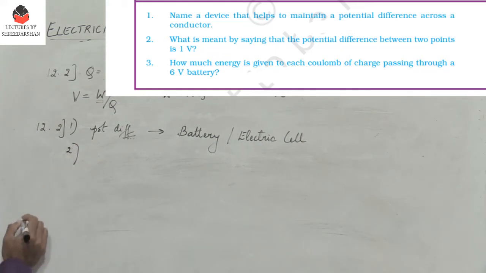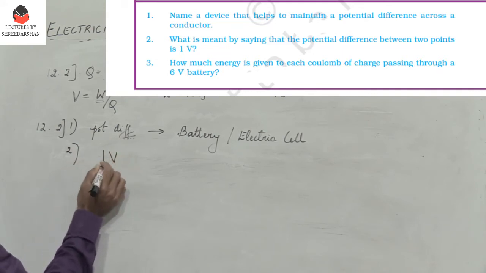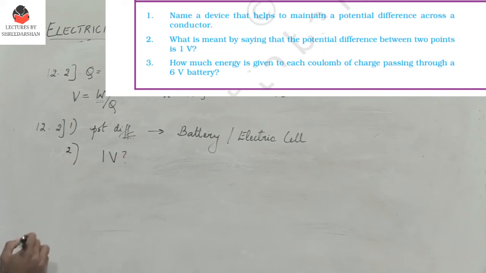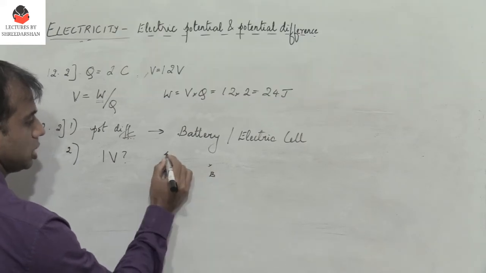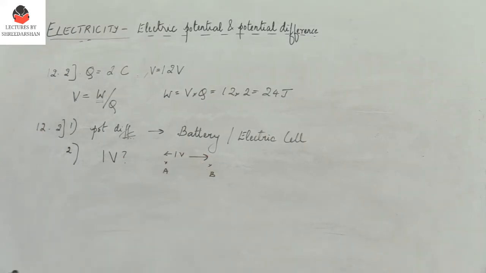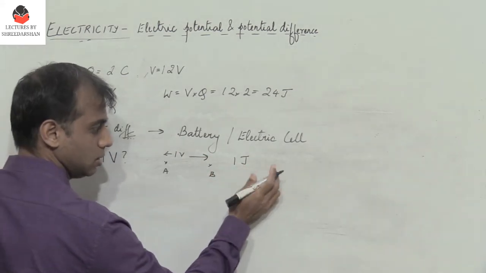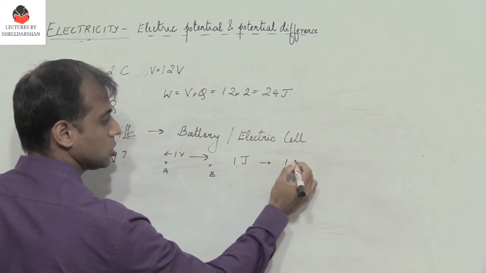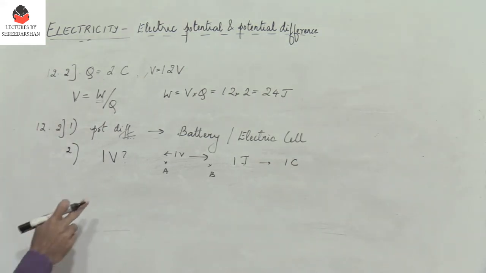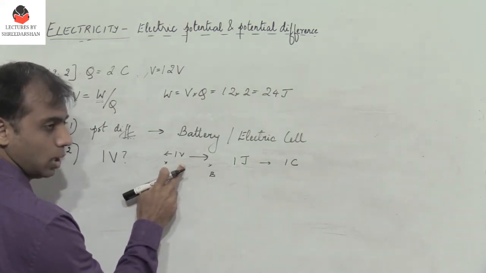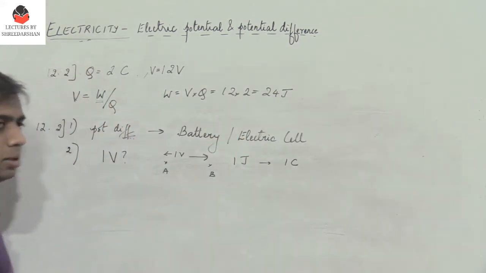Question 2. What is meant by saying that the potential difference between 2 points is 1 volt? When I say that between 2 points A and B, the potential difference is 1 volt, it essentially means that 1 joule of work is done to move a charge of 1 coulomb from point A to B. So I say that the potential difference between the 2 points A and B is 1 volt if 1 joule of work is done to move a charge of 1 coulomb between the 2 points considered.